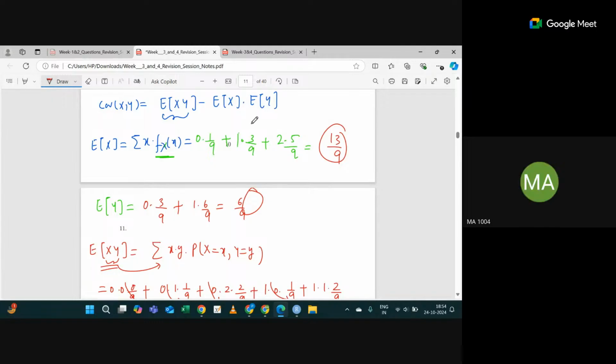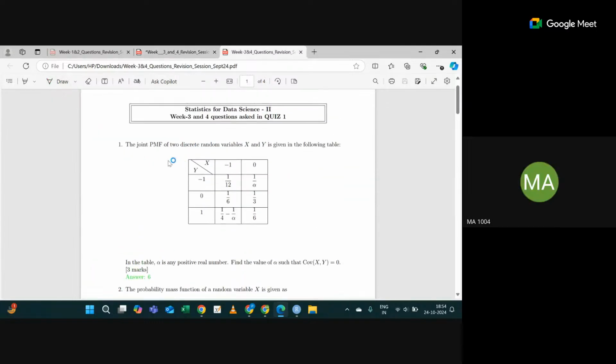There was a similar question, I can't recall in which term it was asked. The question was to calculate the value of alpha such that the covariance is 0. If this is the case, how will you proceed? Covariance between x comma y is 0. That means expectation of x into y should be equal to expectation of x into expectation of y. Yes or no?